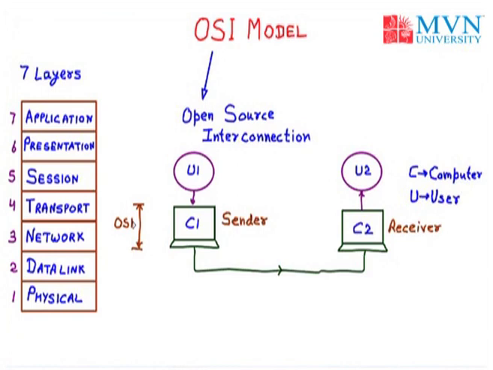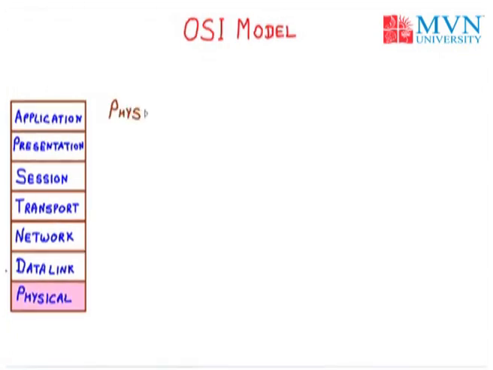Now, what about all the layers? What are the functions of all the layers? Now we are going to discuss our first layer, the physical layer, and its uses. Now physical layer is the very starting layer. Now we have the various characteristics of this layer. So the first characteristic is that it provides the transmission mode.